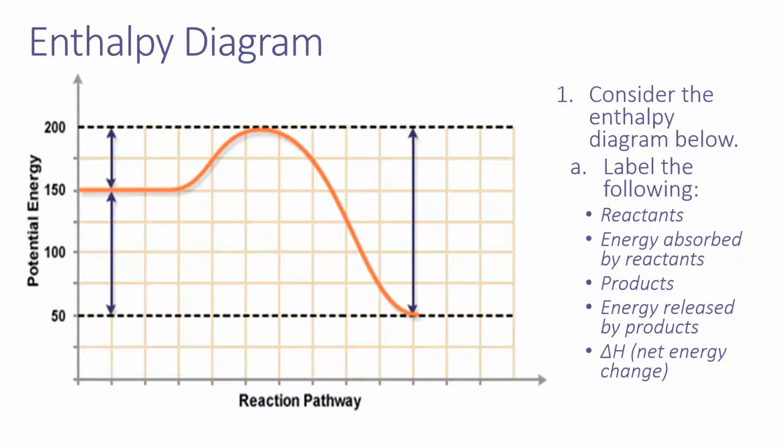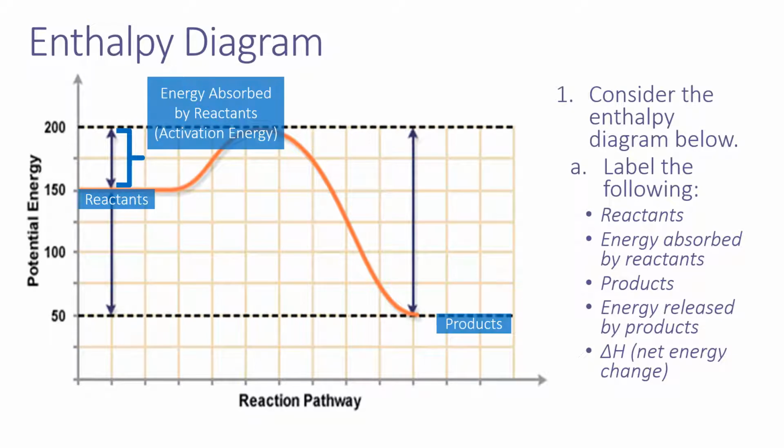The first question asks us to consider the enthalpy diagram. So we have some labeling. First, our reactants are at the beginning of the curve, and the products are at the end of the curve. The energy absorbed by reactants is going to be from reactants to the top of the hill. We call this activation energy. This is the energy that we need in order to break reactant bonds.